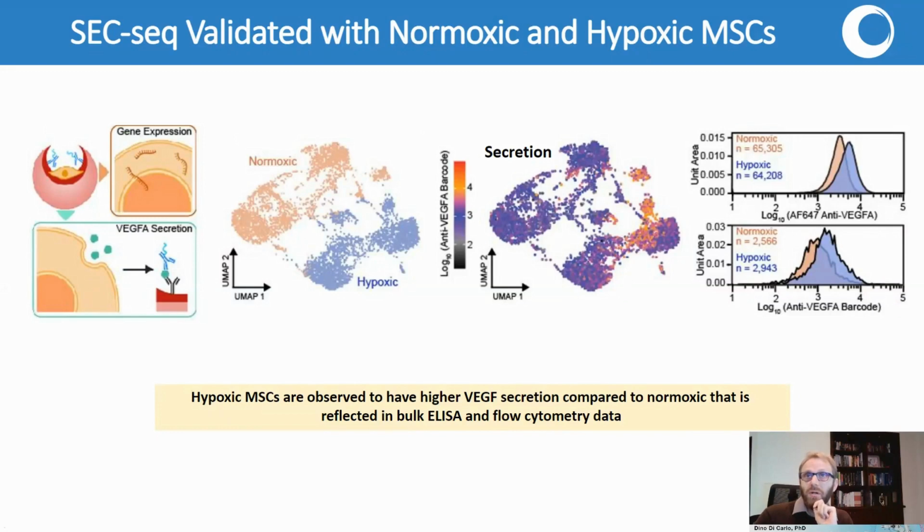So on average, the hypoxic cells have higher secretion signal, but it's not uniformly distributed. So this is really exciting, right? Because it's telling us this functional information is linked to some subpopulation of cells that have higher levels of secretion. So then we wanted to explore that further.